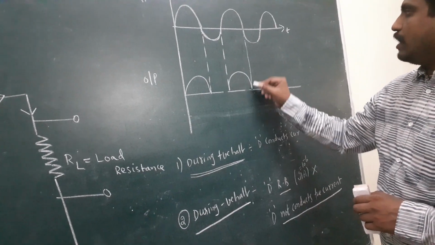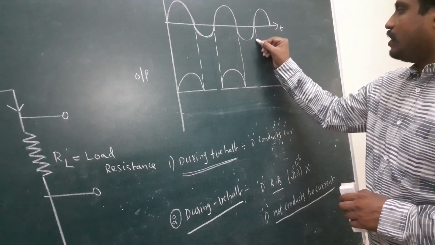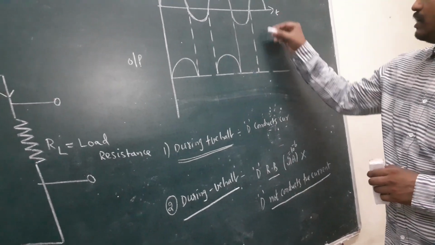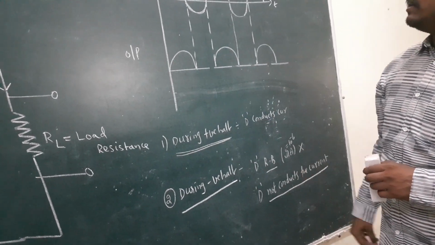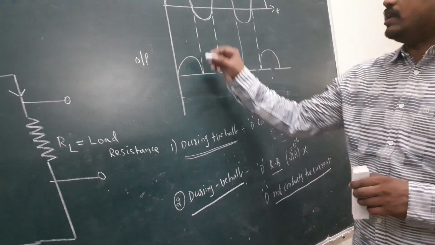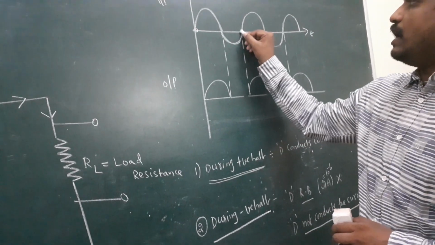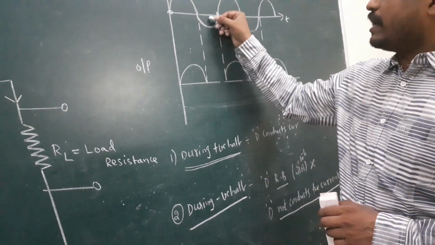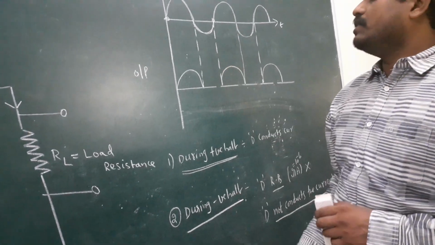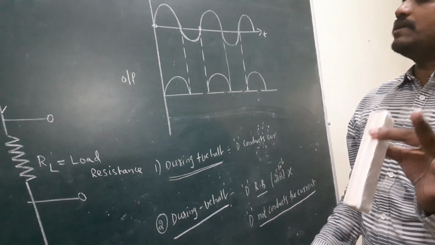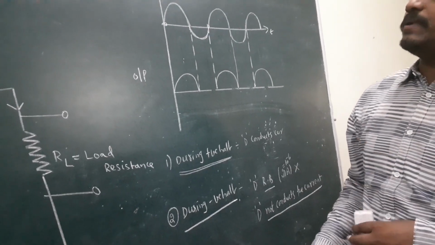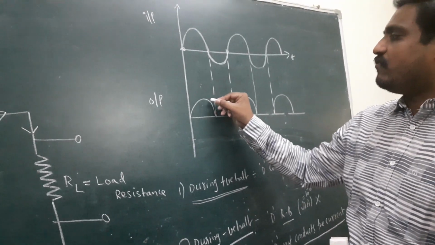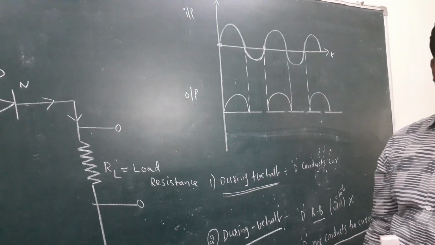During the negative half cycle, the diode does not allow the current because the diode is in reverse bias. Here also it allows the current. Simply see the diagram: here to here is 100%. Only the positive half cycle is allowed, the negative half cycle is not allowed. That means 100% of input, approximately only 50% is allowed.